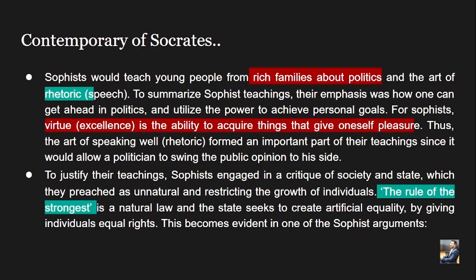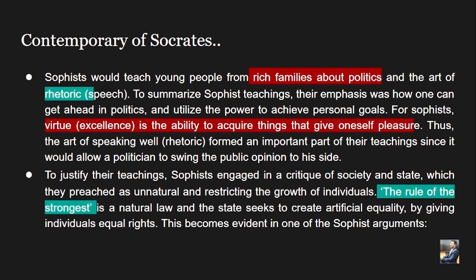So, contemporaries of Socrates, the sophists would teach young people from rich families about politics and the art of rhetoric. Rhetoric is a very important component in politics. Rhetoric is basically a speech to sway the public or the masses. How do you influence the public by your rhetoric, right? Let's say Modi ji is the best example of that. How the rhetoric of Modi ji usually sways the public. The Prime Minister, basically.